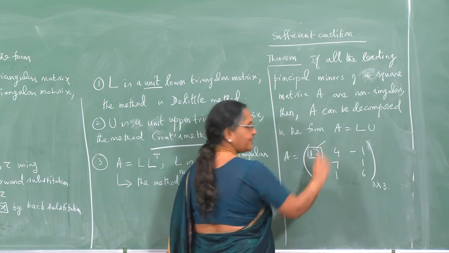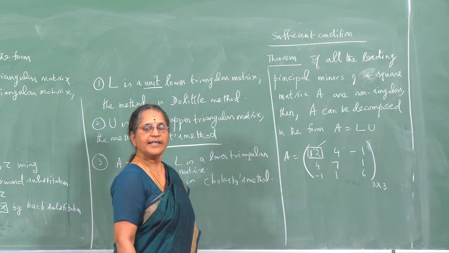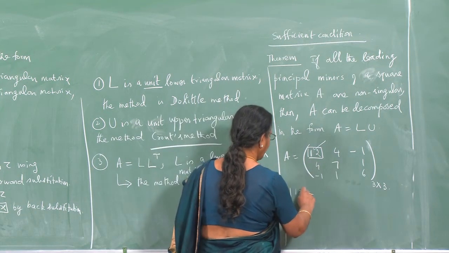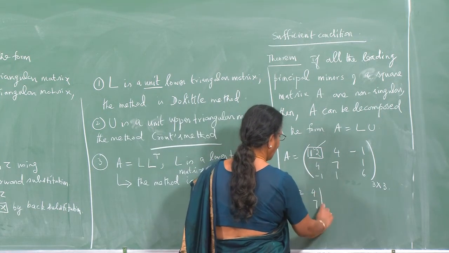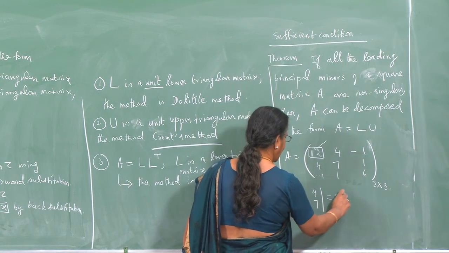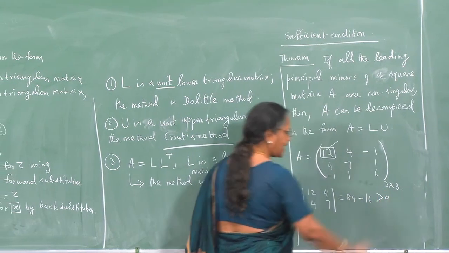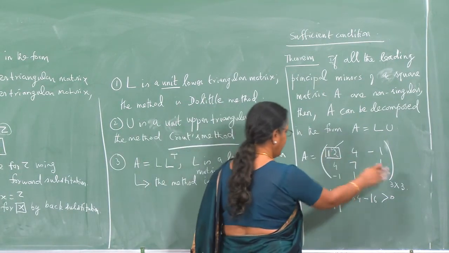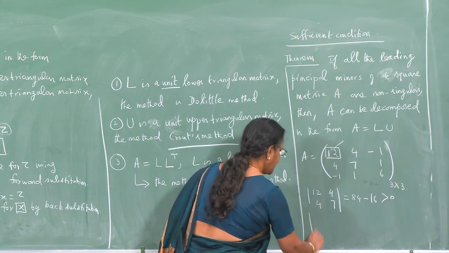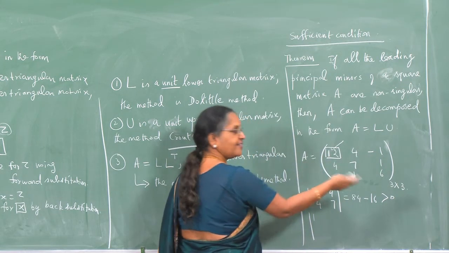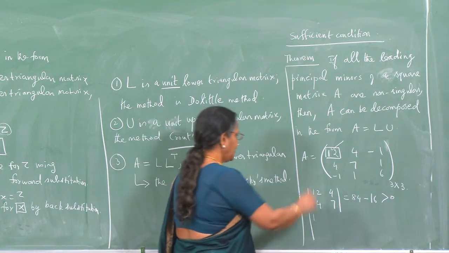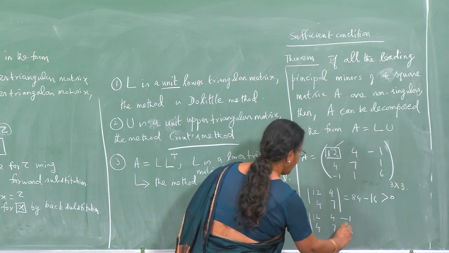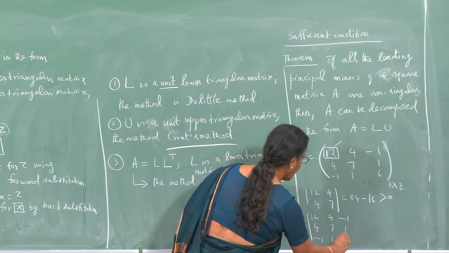So, it is positive. Then the principal leading minor of order 2 is the determinant of [12, 4; 4, 7], and that is 84 minus 16, which is again positive. And the principal leading minor of order 3 is the determinant of the matrix A, because A is a 3 cross 3 matrix. So, the determinant of [12, 4, minus 1; 4, 7, 1; minus 1, 1, 6].